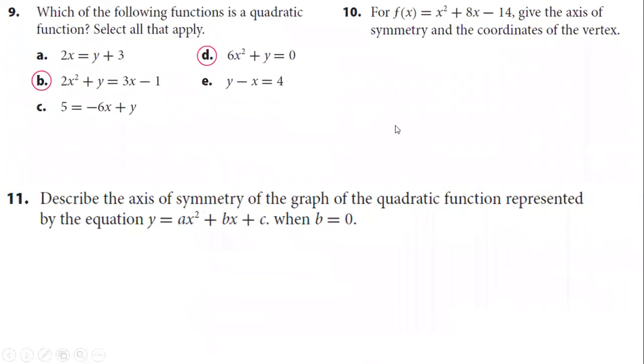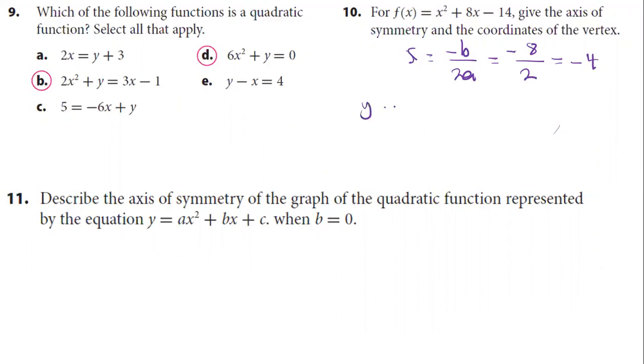Okay. For a function, give the axis of symmetry and the coordinates of the vertex. We have to get the axis of symmetry. To get it, we first get the x-coordinate: x equals minus b over 2a. What is b? b is 8, so minus 8 over 2 times 1, because a is 1. So minus 4. The first coordinate is minus 4.